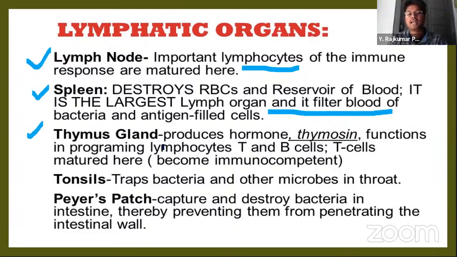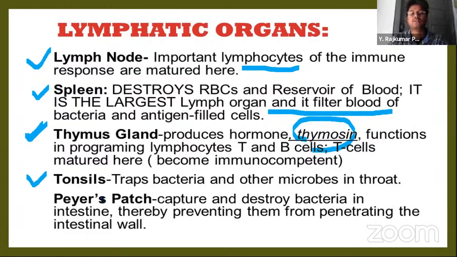Next, the thymus gland. It produces a hormone called thymosin. It functions in programming lymphocytes, T cells and B cells. T cells are matured here. That's why they are called T lymphocytes. So they become immunocompetent when they come to the thymus. Immunocompetent means they are ready to act upon the pathogens.